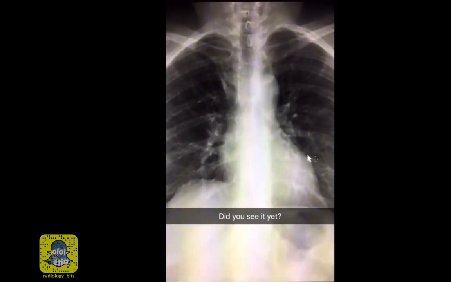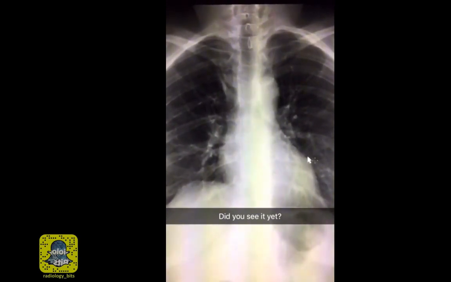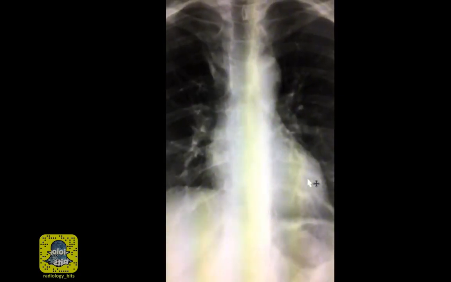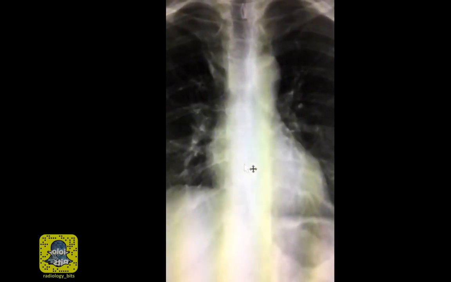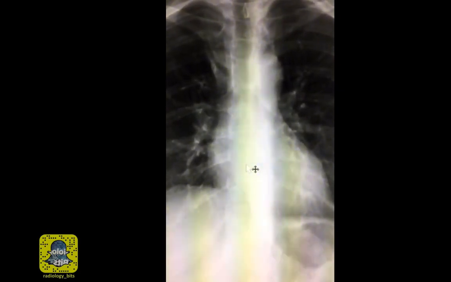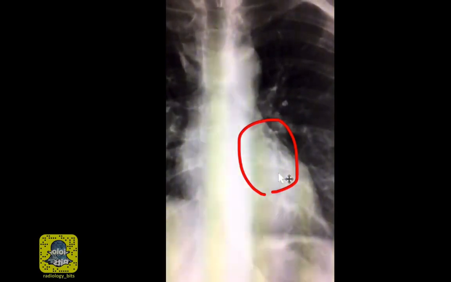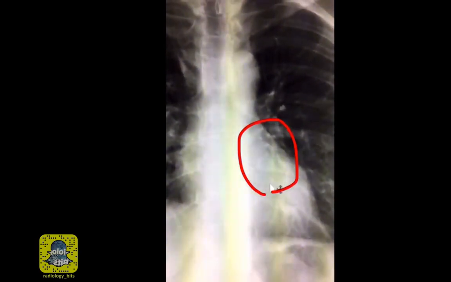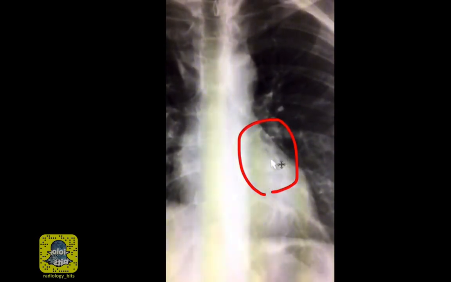Now let's go to the third finding. Did you see it yet? We agreed from previous sessions that the density behind the heart should be assessed very carefully, since the retrocardiac region on X-ray is a hidden area. Looking carefully at the region of the left cardiac shadow, you notice that you have this additional density.